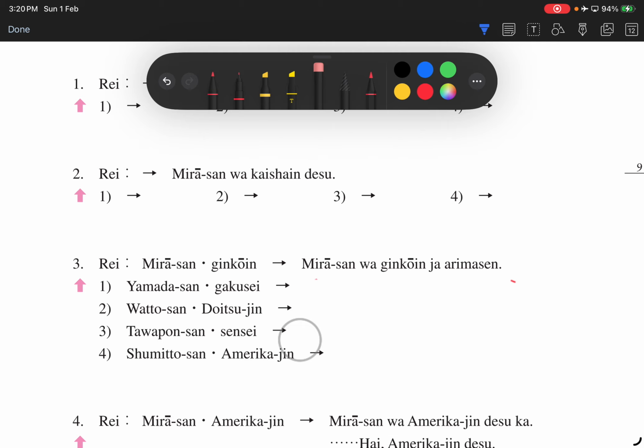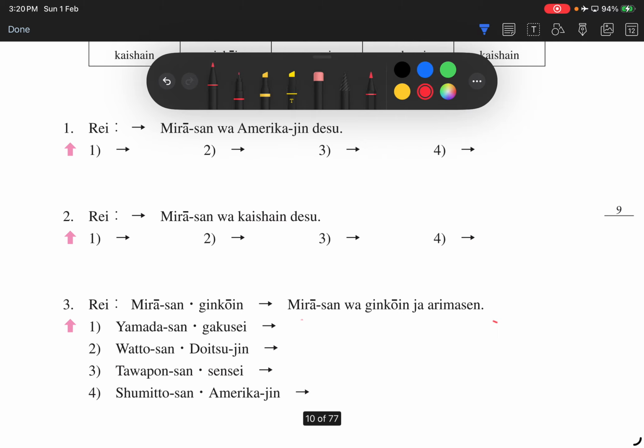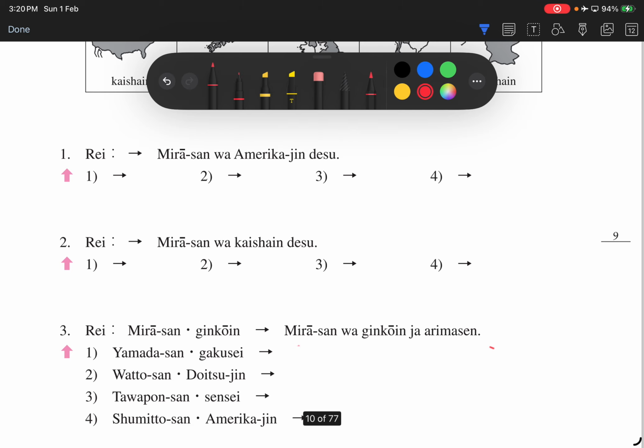Number 3, they want us to say that they are not a certain title. So in this case, we see Mira-san, he's a kaishain. He's not a ginkoin. Right, ginkoin is not him, so we say he is not. So Mira-san wa ginkoin ja arimasen. So he is not ginkoin. Right, so number 1, Yamada-san gakusei. 山田さんは学生じゃありません。 Thank you. Yamada-san wa gakusei ja arimasen.